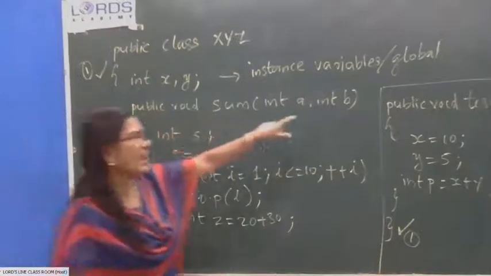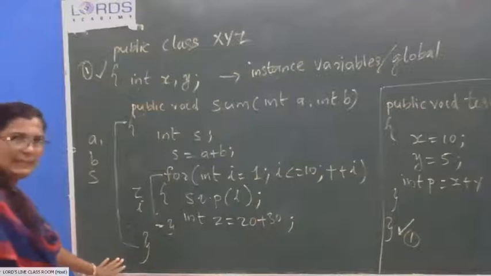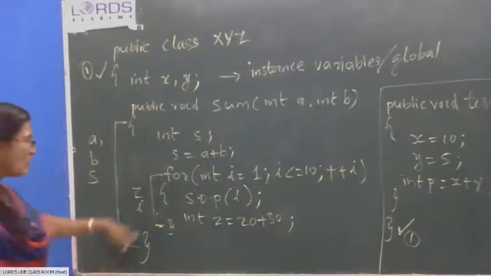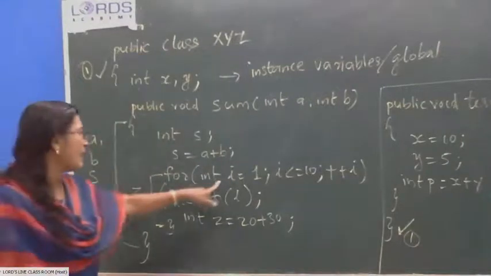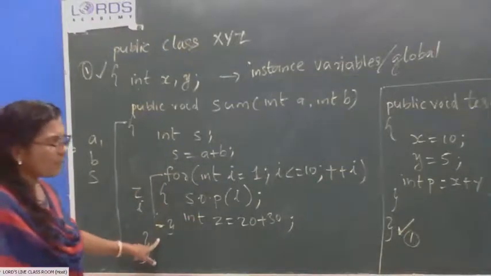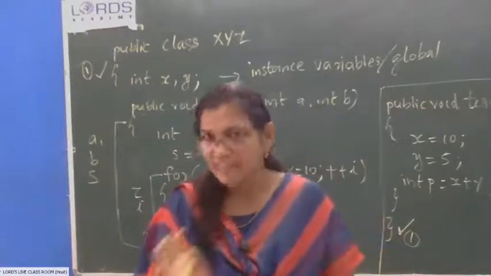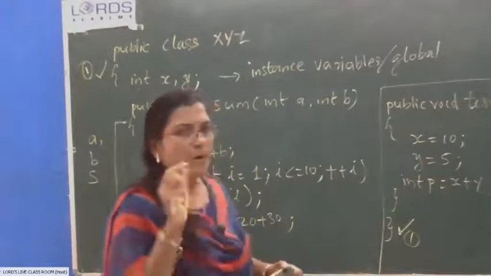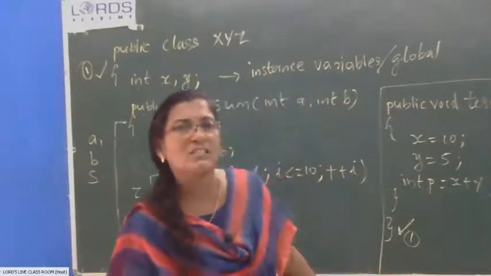Formal parameters A and B are known to the entire method. S is also known to the entire method. So, the scope of S is limited to this method, whereas the scope of I and Z is limited to the for loop. The scope of a variable is limited to the block in which it is declared. That is a general principle.